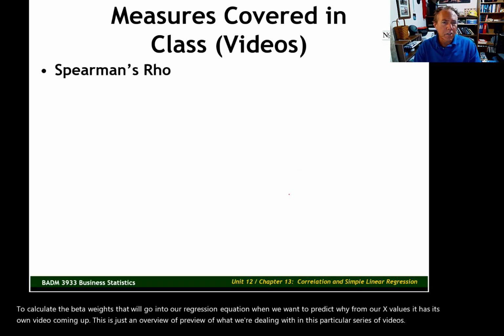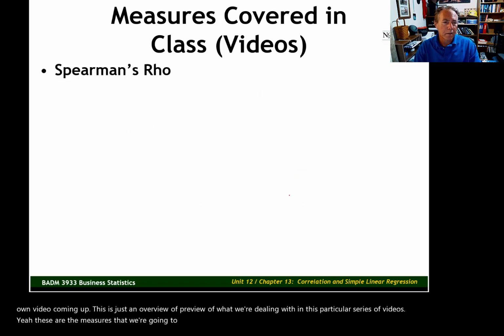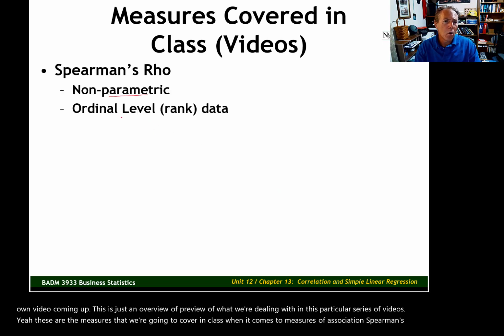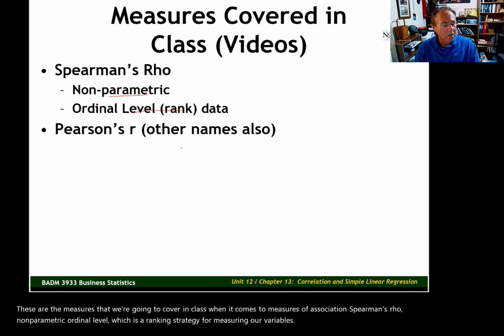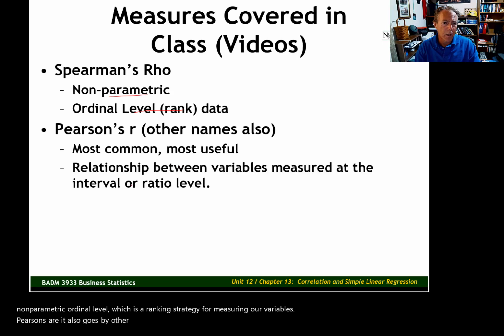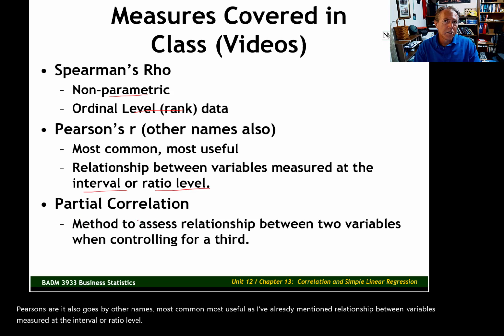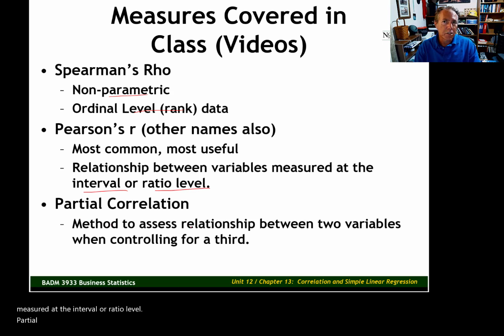Now, these are the measures that we're going to cover in class when it comes to measures of association: Spearman's rho, non-parametric, ordinal level, which is a ranking strategy for measuring our variables, Pearson's R. It also goes by other names. Most common, most useful, as I've already mentioned, relationship between variables measured at the interval or ratio level. Partial correlation, a method to assess relationship between two variables while controlling for a third.